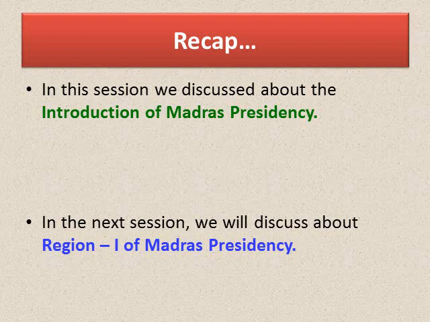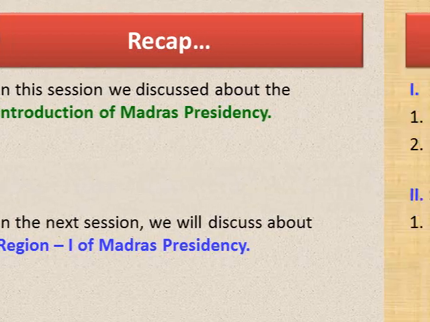It was under British rule until 1947. After independence, that is around 147 years of its formation, Madras Presidency was renamed as Madras State in 1947 as India gained her independence. In 1956, the Madras State consisted of four regions comprising of 13 districts. It was officially renamed as Tamil Nadu in 1969. Dear children, in the next session, we will discuss about Region 1 of Madras Presidency.